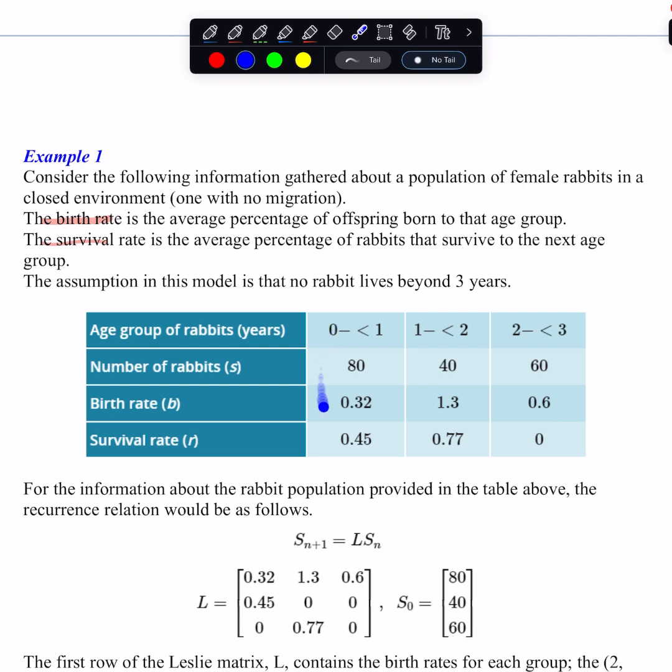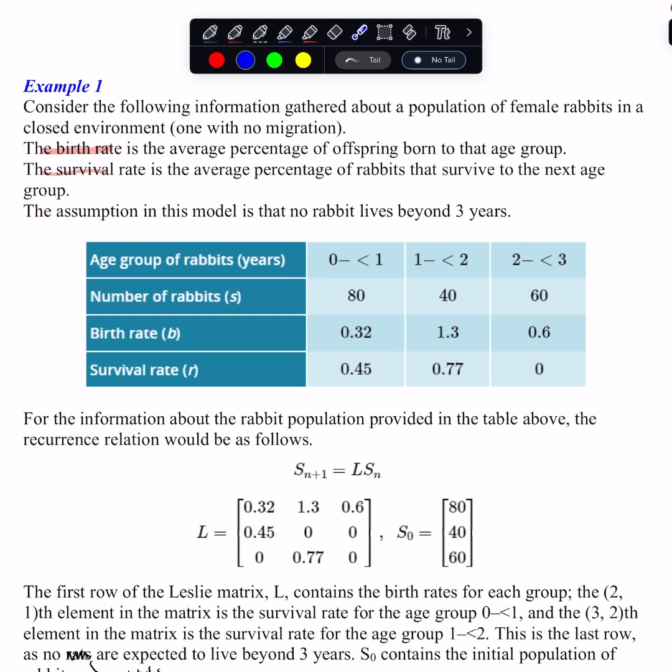The survival rate of the first age group is 0.45. The survival rate of age group 1 to 2 is 0.77, and then from 2 to 3 there's no survival rate, because it says that no rabbits live beyond 3 years, right? The survival rate is very small. For the information about the rabbit population provided in the table above, the recurrence relation can be given by this information.